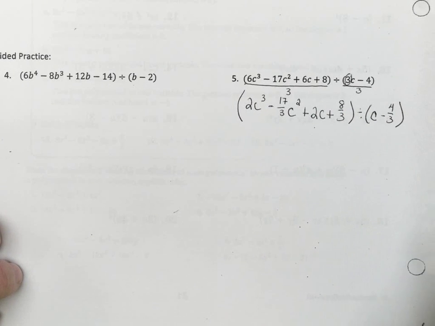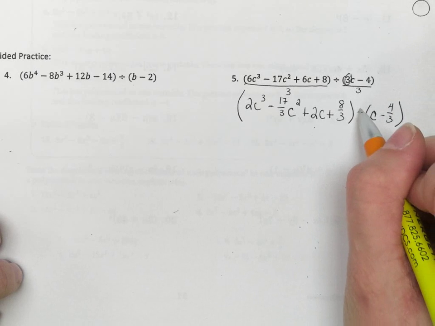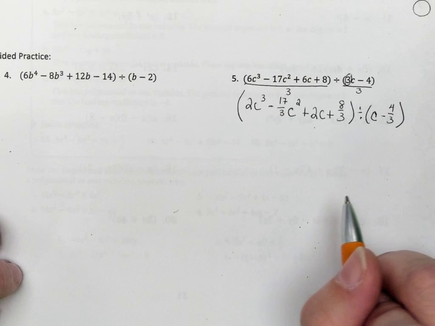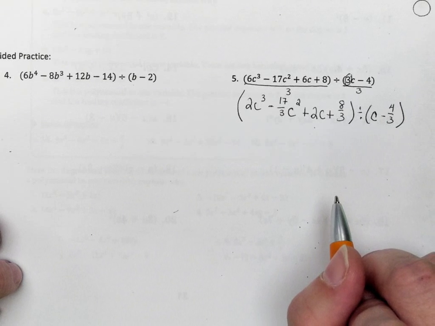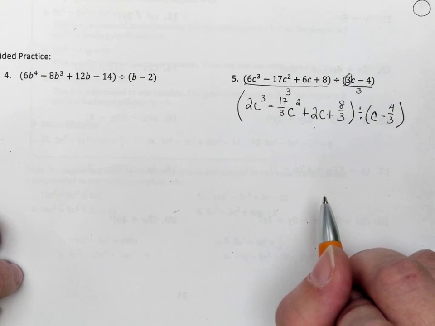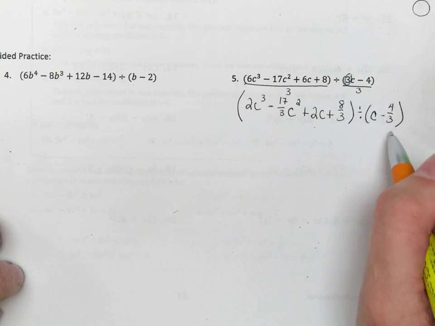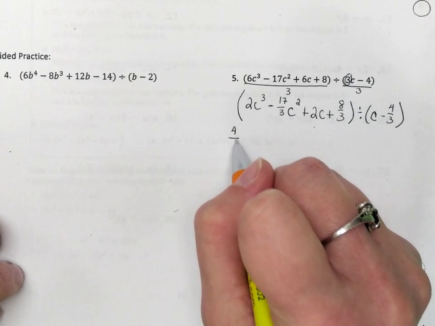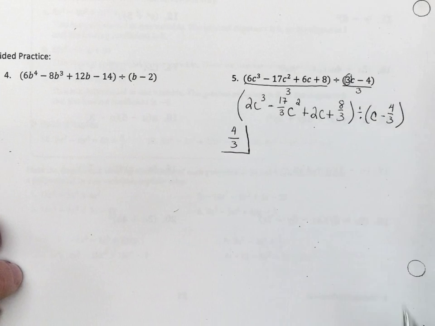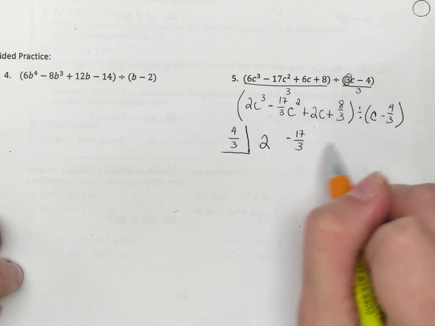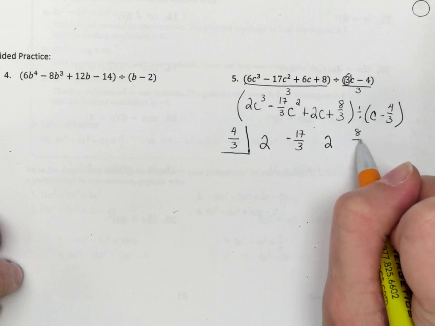Quit freaking out. Oh, did you mess up? 17c squared divided by 3. It's the same thing. Yes, it is, but... All right, take the opposite sign. Negative 4 over 3 becomes positive 4 over 3. All these fractions are about to work themselves out. Okay, it's okay. Trust me, I got you. I got you. Don't worry.